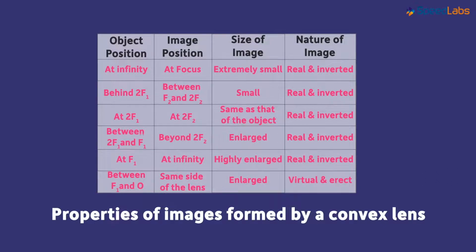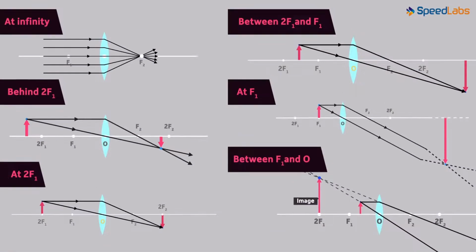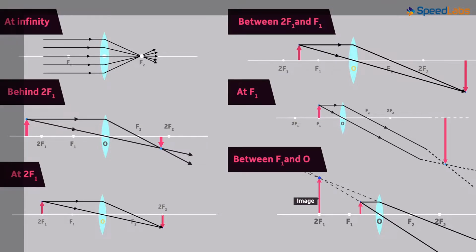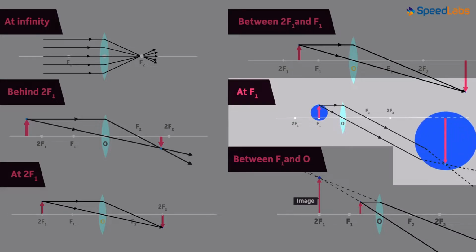Now on a new screen, let me only show you the ray diagrams for each of the cases we discussed. All these are ray diagrams representing the properties of images formed by a convex lens. Let me recap all the properties quickly. When the object is between F1 and O, its image is enlarged but virtual in nature. When the object is at F, image is highly enlarged. We assume that the refracted rays meet at infinity because they are parallel.